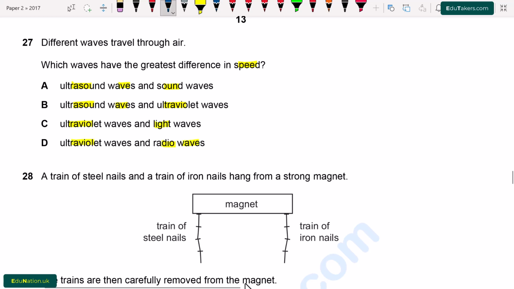So first of all, we know that as the wave travels, frequency remains the same, and according to the relation v is equal to f lambda, v is directly proportional to wavelength. Where the wavelength is larger, the speed will be larger. If the difference of the wavelength is larger, then the difference in the speed will be larger. Now I am going to write the wavelength range for all of these waves. I write here wavelength.